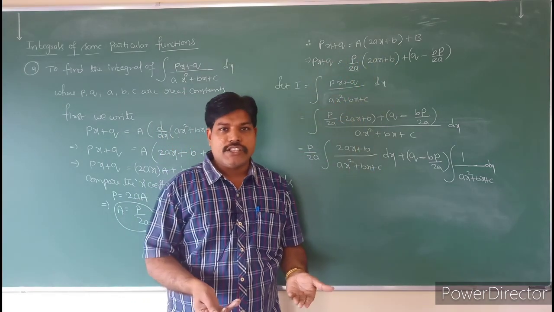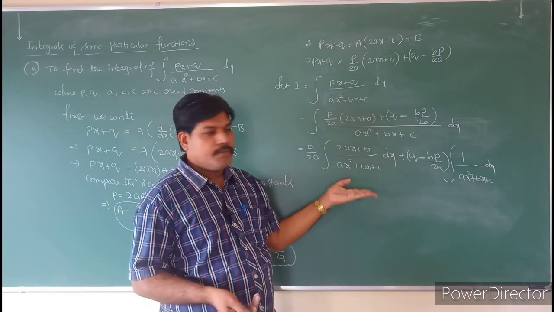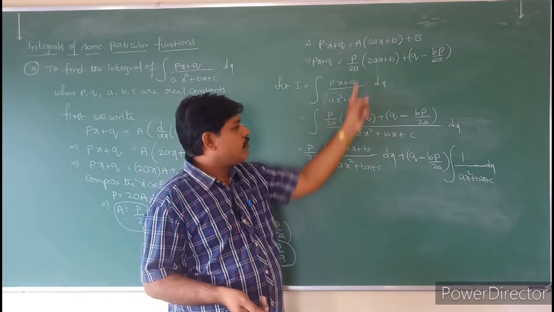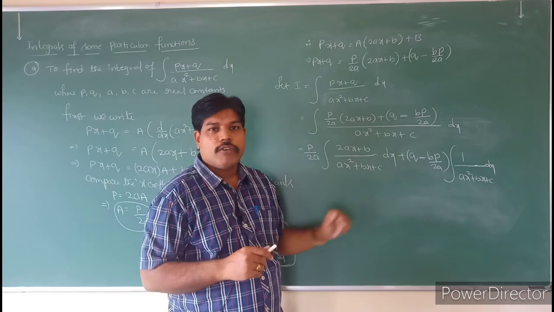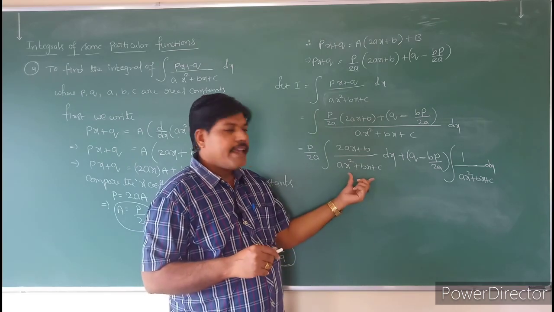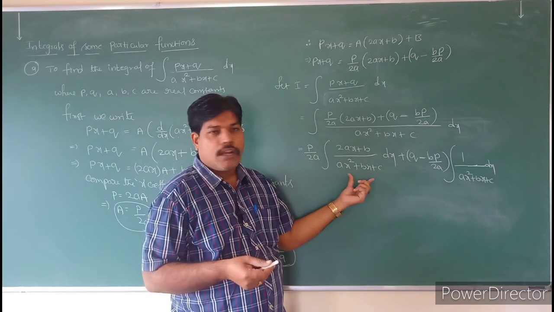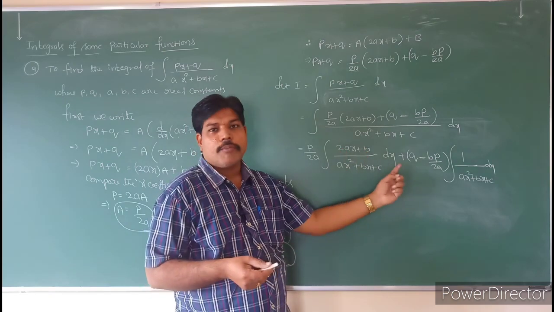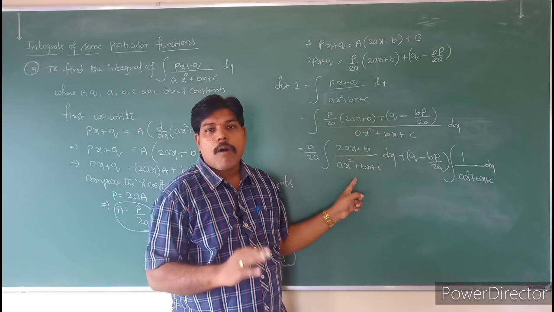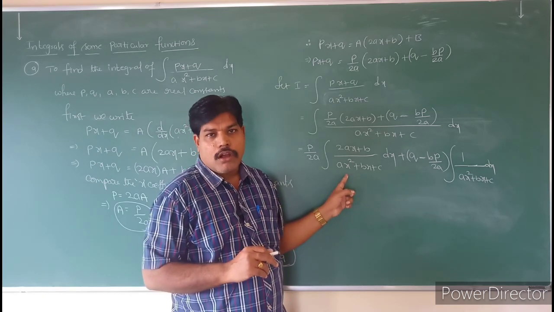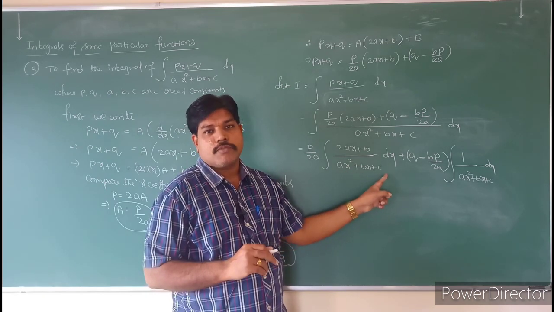Sir, why have you written in this model? Why? Because understand this one. First, in the place of px plus q, write down this one and separate the terms. After that, what we will take, that ax square plus bx plus c is equal to t. Automatically this total numerator will become dt. So integral of 1 by t. Integral of 1 by t is nothing but log mod t. So log of mod ax square plus bx plus c.